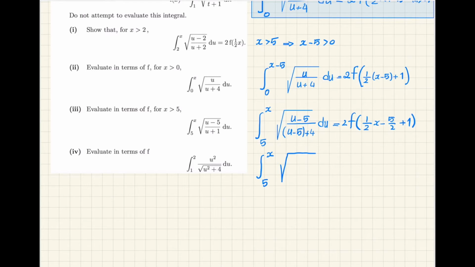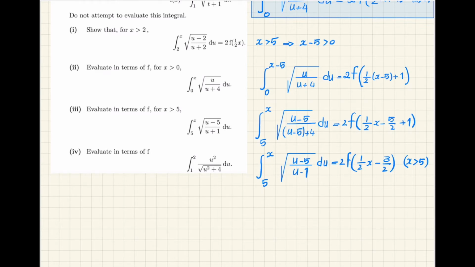So you see why. The numerator becomes u minus 5 as I need here. That's okay. But unfortunately, the denominator becomes u minus 1. Yes? Why? Because here I have u minus 5 plus 4, which gives me u minus 1. And then I have du. On the right hand side, I can simplify this expression, which is 1 over 2x minus 3 over 2. This is valid if x is greater than 5, of course. Even though this is a correct formula, this is not exactly what is demanded by the problem.